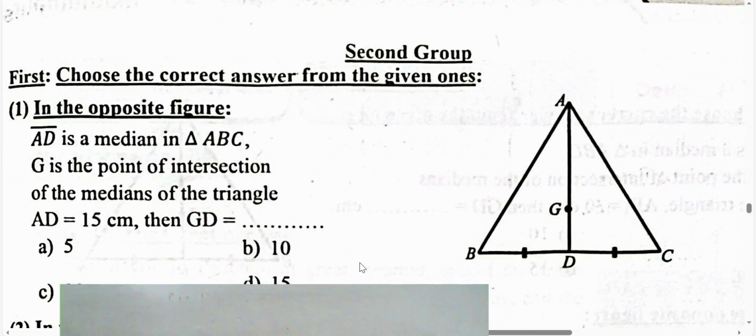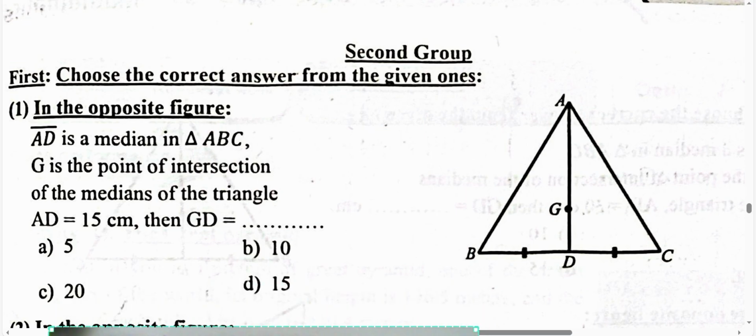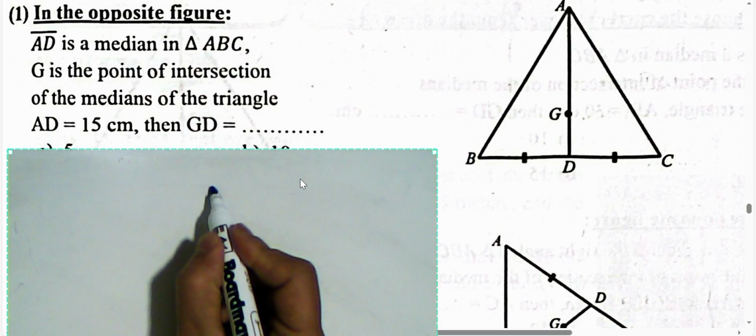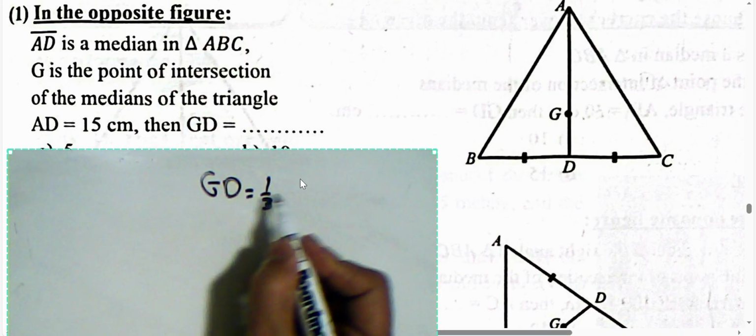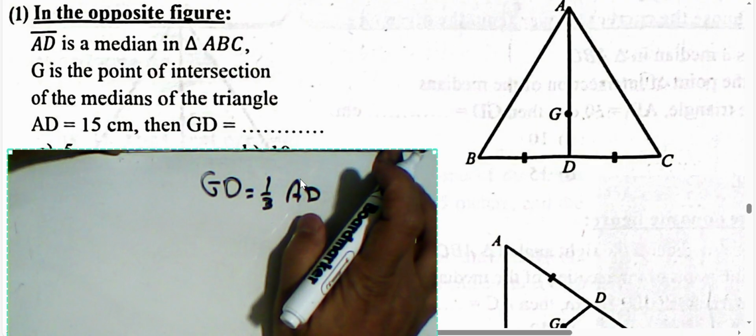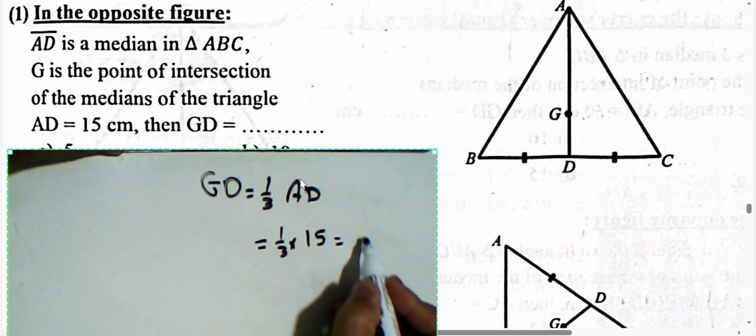Second group. First question, choose the correct answer. We have here a triangle, and also ED is 15 centimeters. He wants to find the length of GD. GD is a third of the median, so GD equals a third of AD, a third times 15. It will be 5 centimeters.